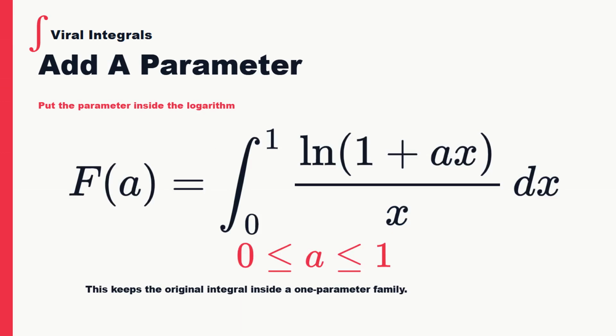So first, to get started, we're going to put a parameter a inside the logarithm and let it control the x term. This keeps x as the integration variable, while a gives us something to differentiate using the Leibniz rule, which is exactly why this parameter choice is useful.